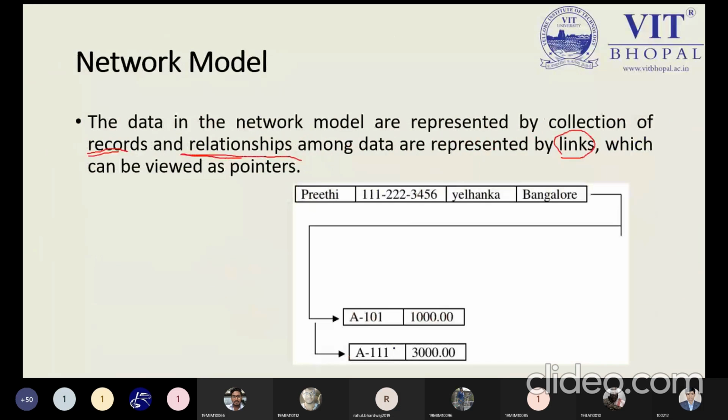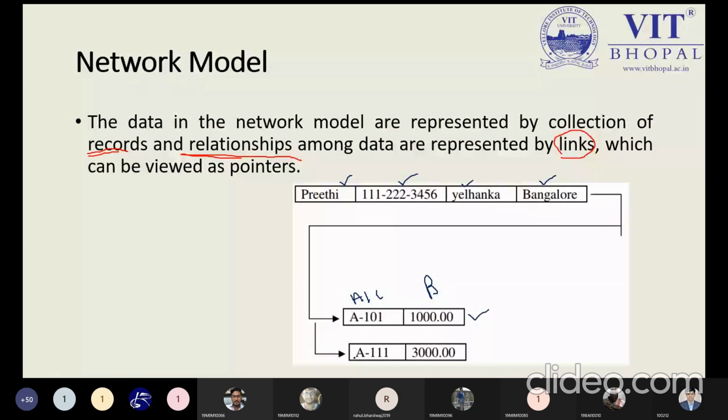If I show this information in the network model, then you can see Priti, that is the customer name, her security number, her address, and her city. Her city we have over here, that is Bangalore. And I'm explaining all the things through the link, the account number. So the account number and her balance will be 1000, and that belongs to A101, A triple one.